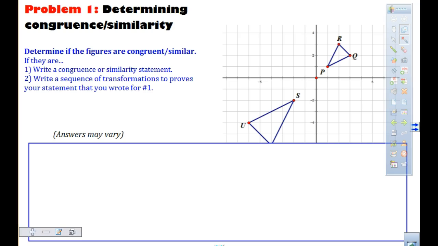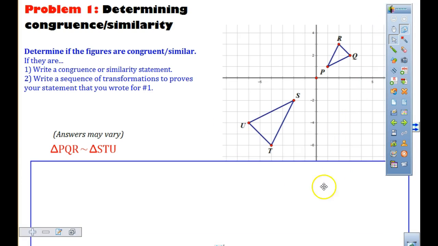So we need to look at the first one. What do you think? Similar or congruent? Definitely similar. Now, on the quiz today, what's happened is some people put down the answer this way. They put PQR. So, P to Q to R, okay? And I noticed that if I go to this next one, it's STU.